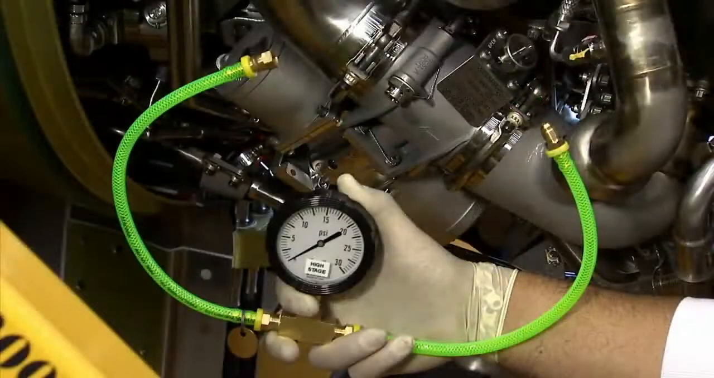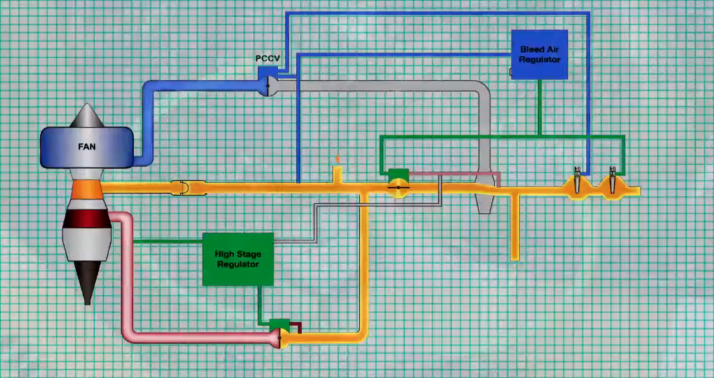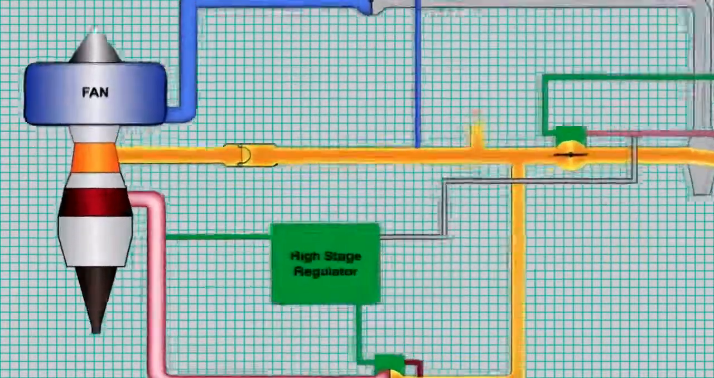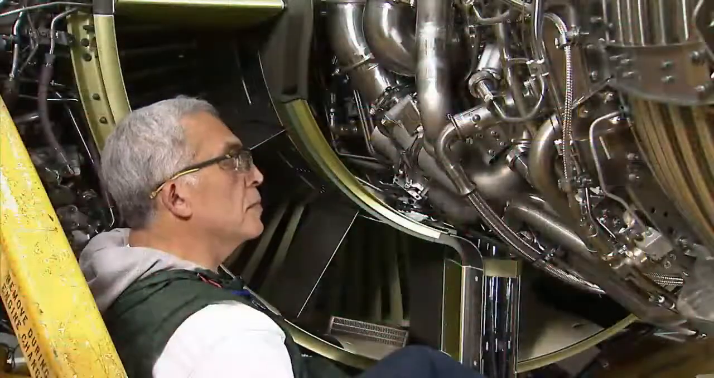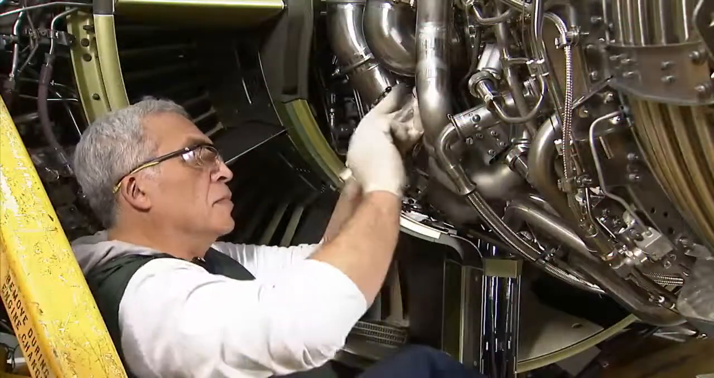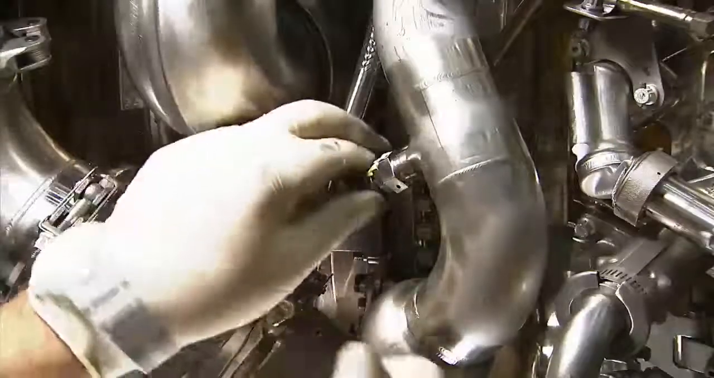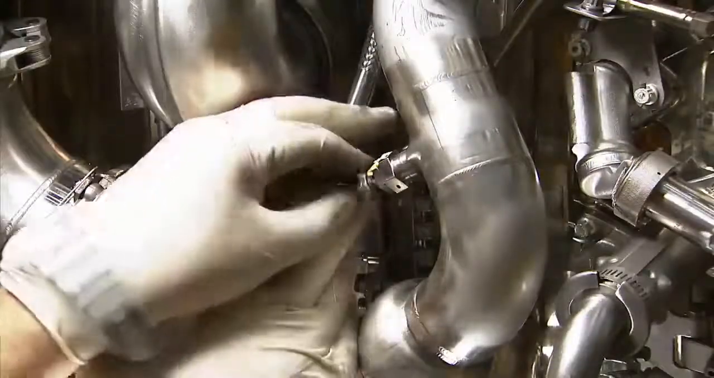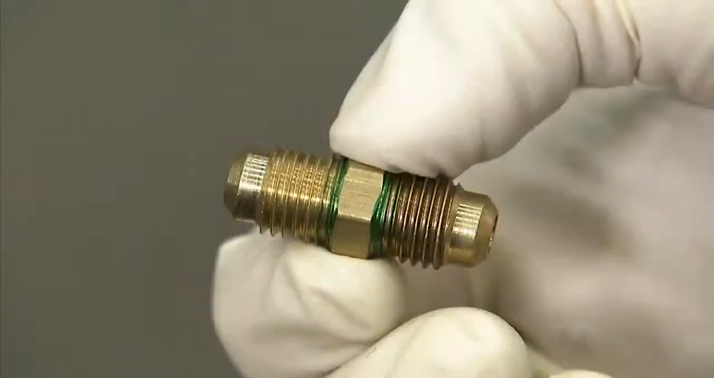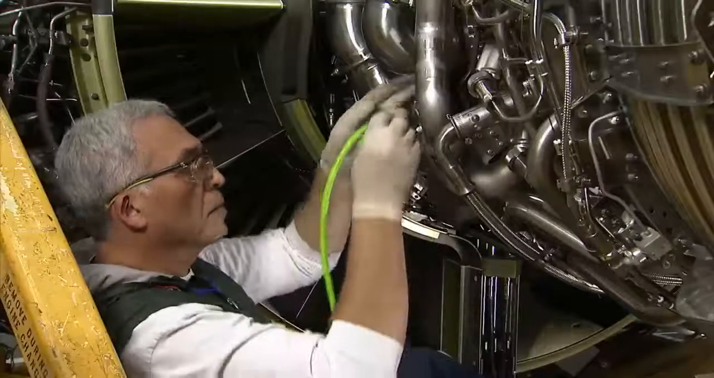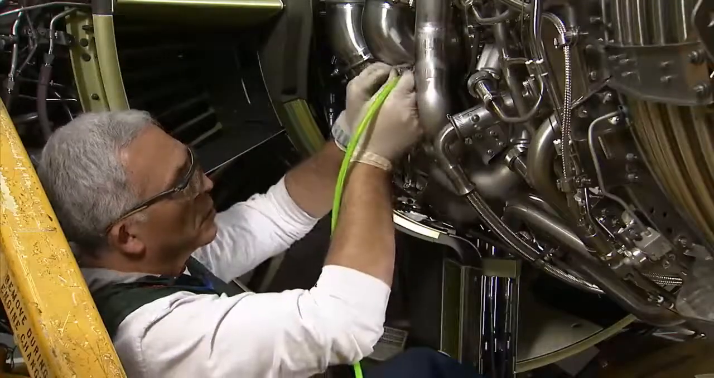To troubleshoot the high stage regulator, you will need the high stage test assembly. Recall that the supply pressure is taken from the high stage duct. Remove the supply line from the high stage duct. Then, using this special fitting from the test kit, attach the supply line to the hose from the test supply assembly.